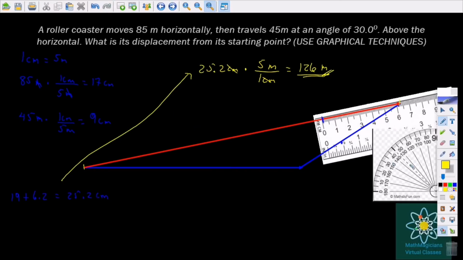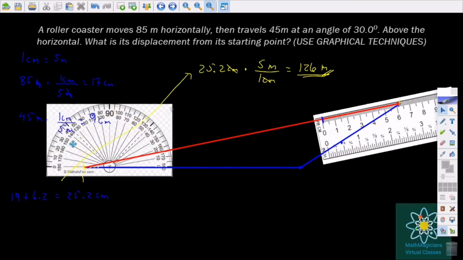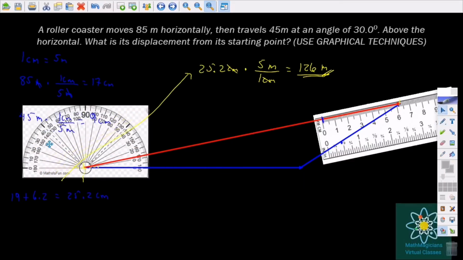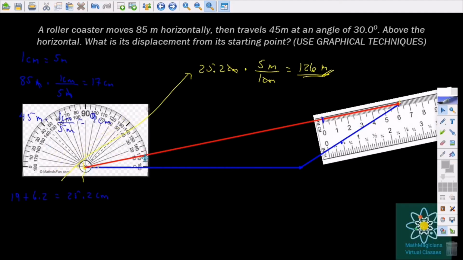Then the angle. Okay, we're still missing the angle. As you can see, if you make an axis here, your angle is just above the horizontal. So we're just going to find the measure of the angle by putting the tip of our protractor there, and as you can see, it's 10 degrees. So the angle would be 10 degrees above the horizontal.